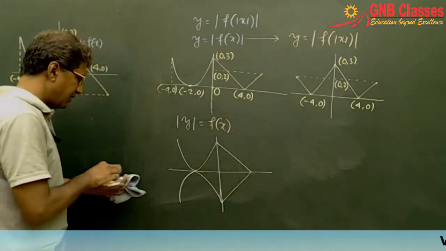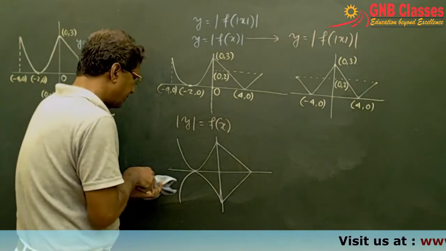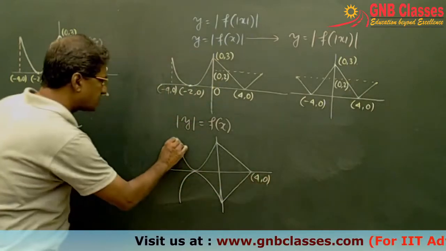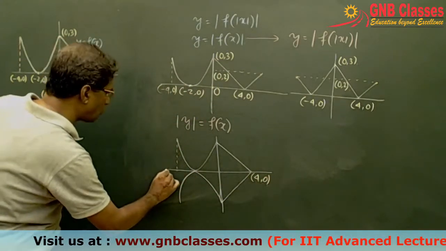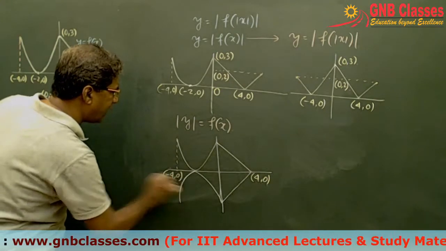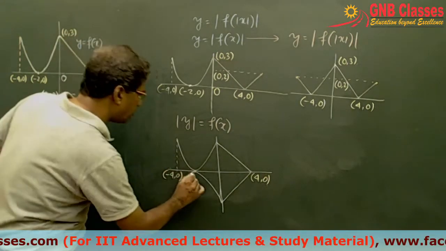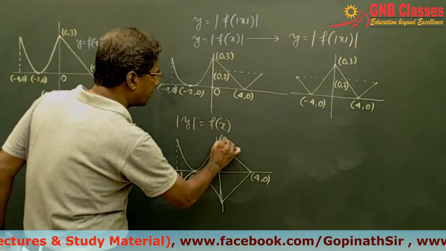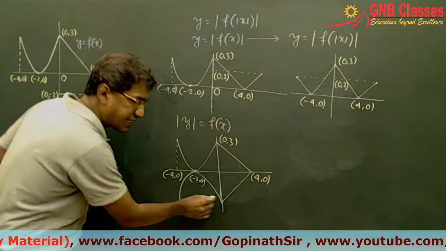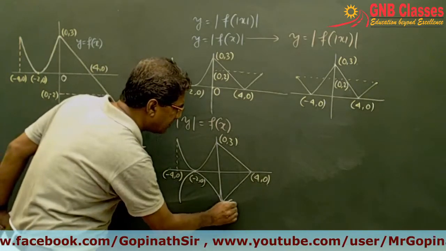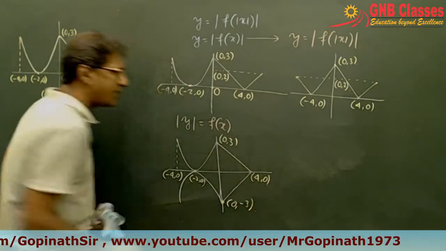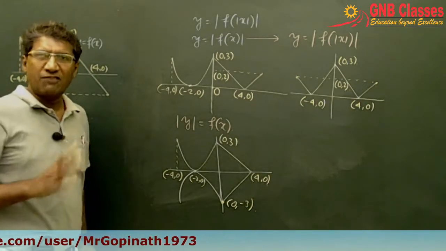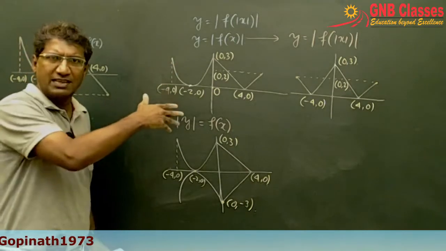Is it clear? This point will be what? This point is (4, 0). In this case also this is (4, 0). This point is (-4, 0). That's also okay. This point is how much? It's (-2, 0). That is also okay. Now this point is (0, 3). Since you have taken its reflection, this point will be nothing but (0, -3). Am I correct? So this is the graph of mod y equals f(x). Have you understood all these transformations till now? Okay.